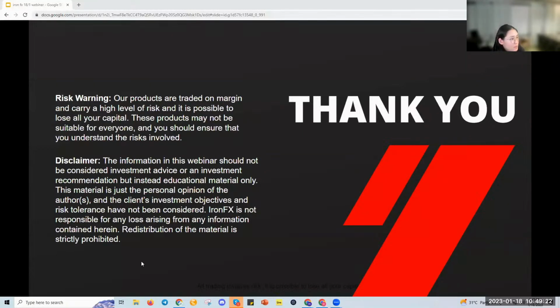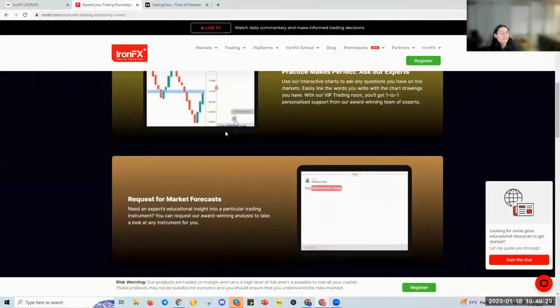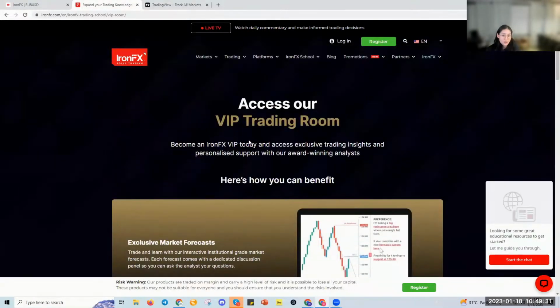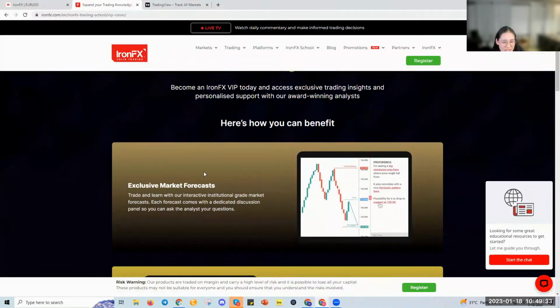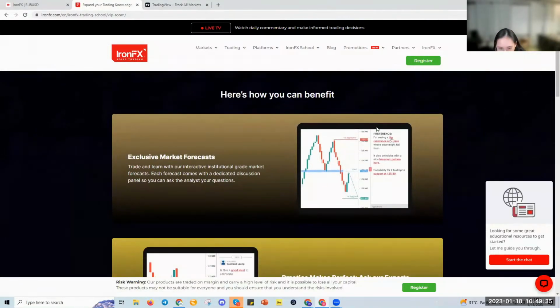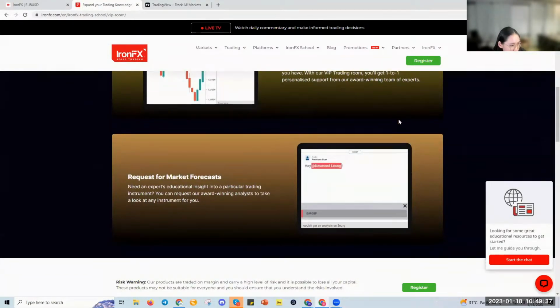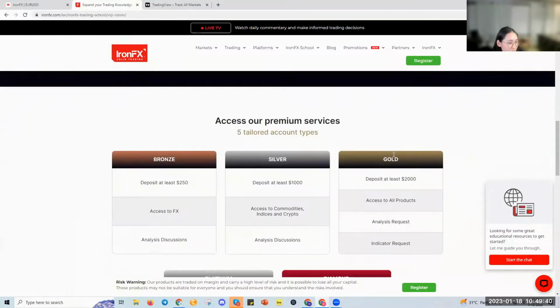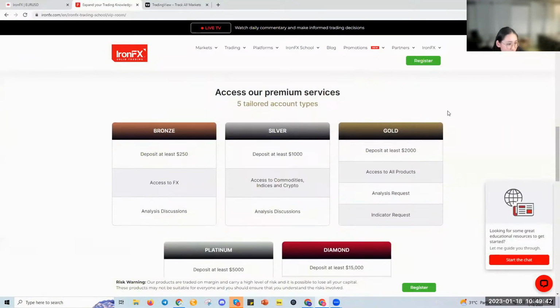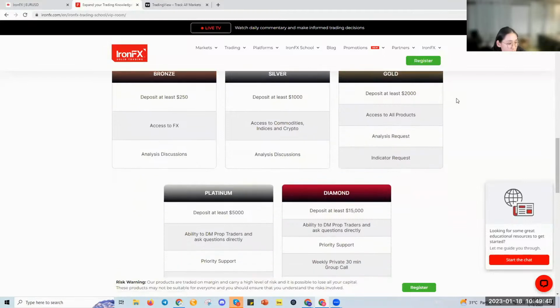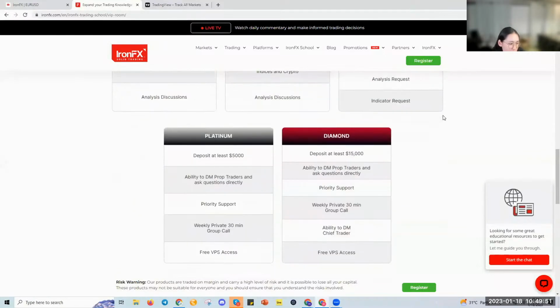Let me just pull it up. IronFX actually has a VIP trading room. Not sure if you guys know, but I'm just going to let you know right now. Depending on your deposit, you can access the different premiums. This is on the ironfx.com website. You can take a look over here and you get VIP room access.